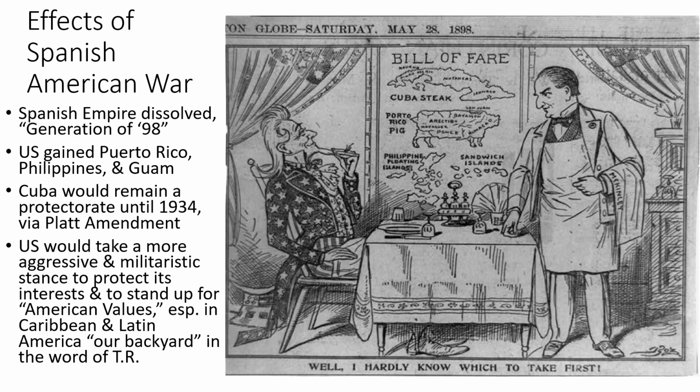The U.S. has territorial gains. They gain Puerto Rico, which is still a territory. They gain Guam, which is still a territory. And they gain the Philippines, which became its own independent country after World War II. Cuba is going to remain a protectorate of the United States until 1934 via the Platt Amendment. This was an amendment in the Cuban Constitution that reserved the United States the right to intervene militarily in Cuban affairs.